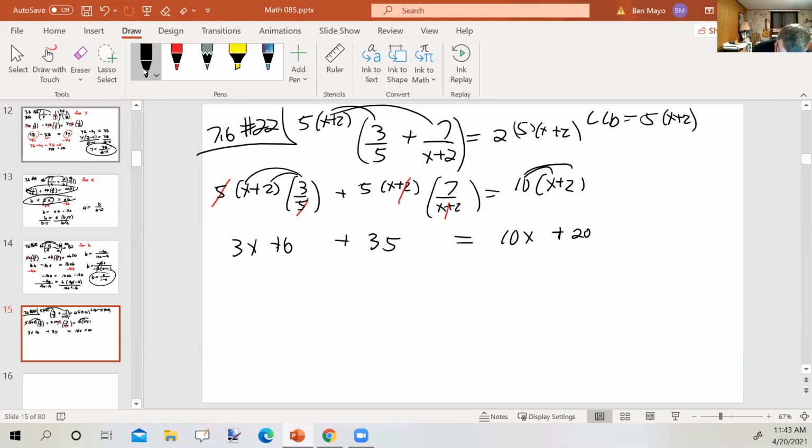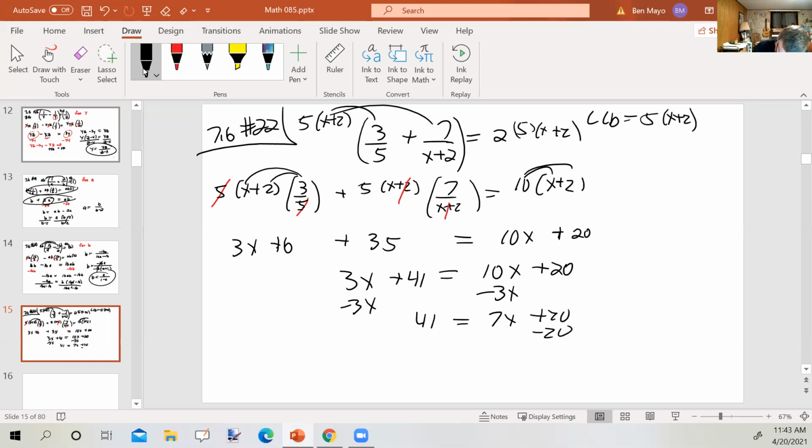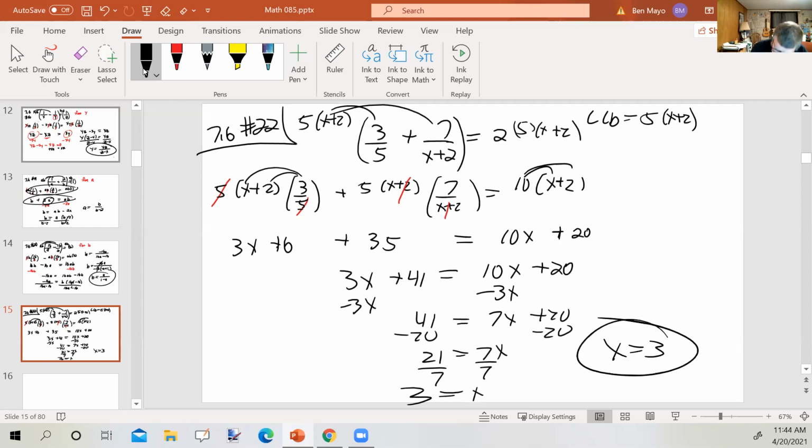Okay, combining like terms, 3x plus 41 equals 10x plus 20. I'm going to subtract 3x from both sides. 41 equals 7x plus 20. Subtract 20 from both sides. 21 equals 7x. Divide by 7, x equals 3. And as long as x isn't negative 2, we're okay, because if it was negative 2, that would be undefined.